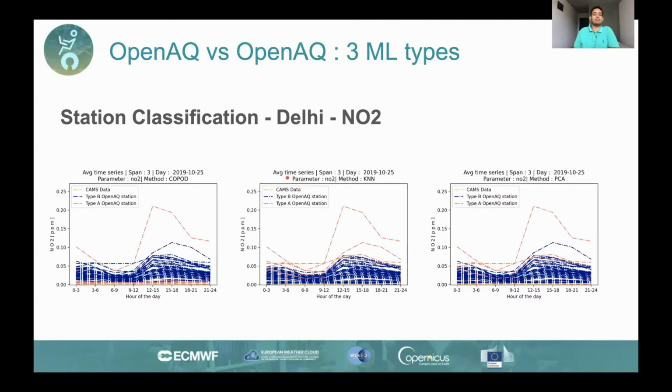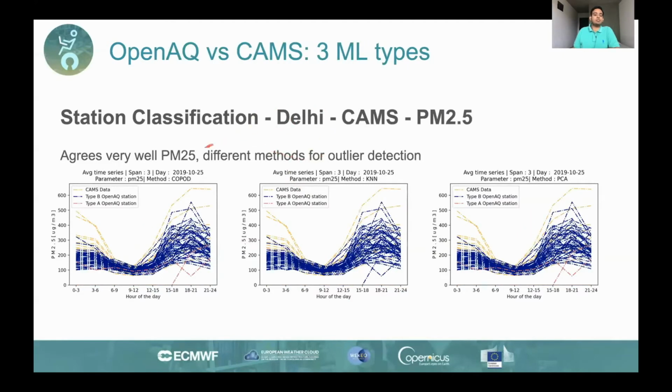And this was for a reason around Delhi. I'll show you one another plot. This is OpenAQ versus CAMS data comparison for three different machine learning types for a region around Delhi for PM 2.5. And what we first see is that CAMS data is in yellow.